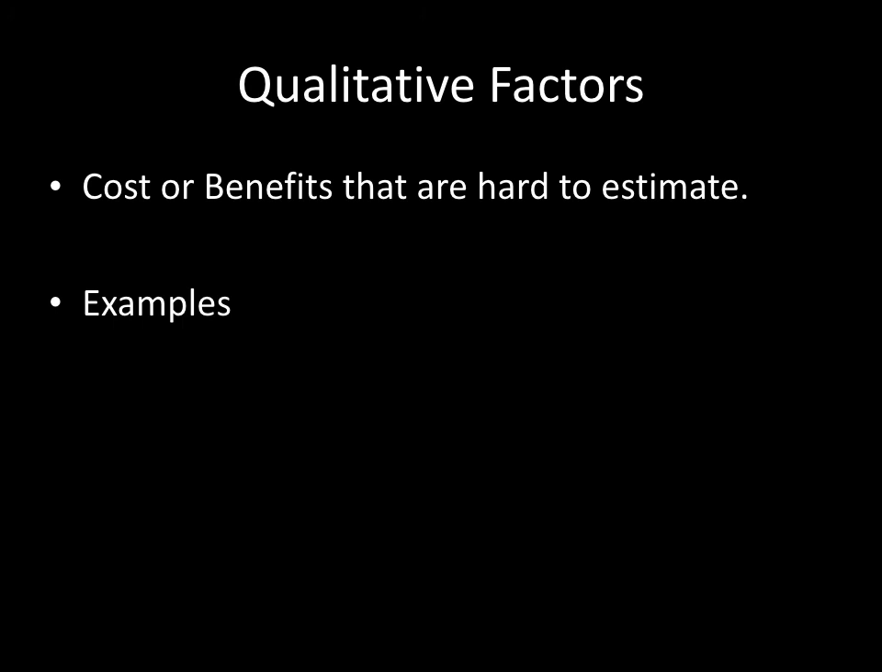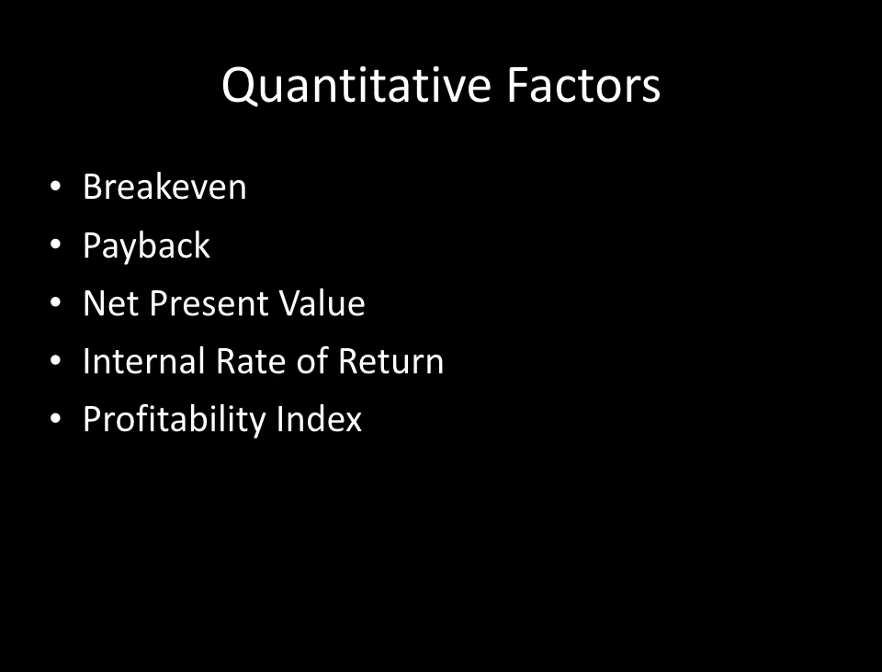We can't really, again, estimate. We know what the cost might be to do something, but we don't know what the benefits will be, at least from a financial standpoint. So there's a variety of things we can do to incorporate that. And then finally, we get to the quantitative factors, and we've discussed several of these. One we'll do in another podcast, break even, but we've already talked about payback, net present value, internal rate of return. And then profitability index is something somewhat related to net present value.